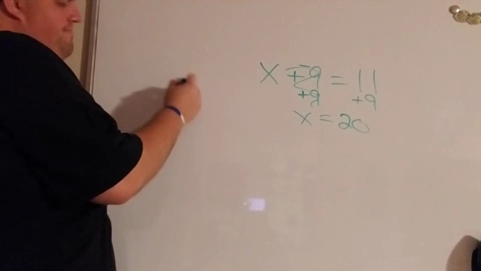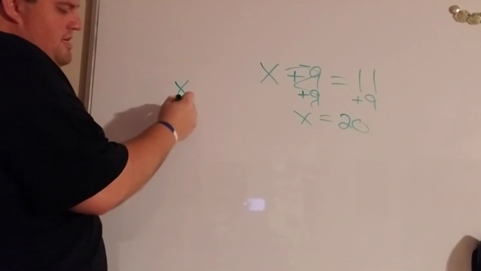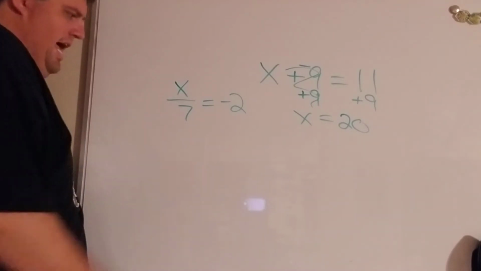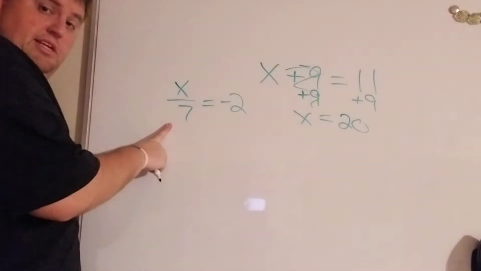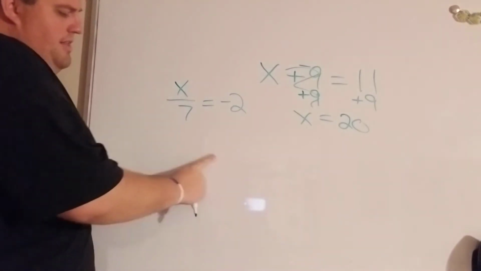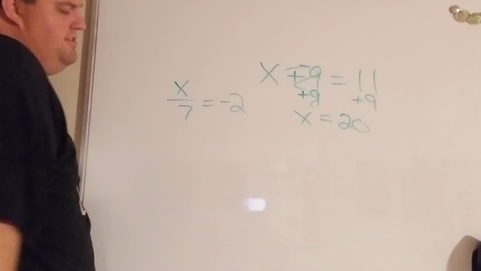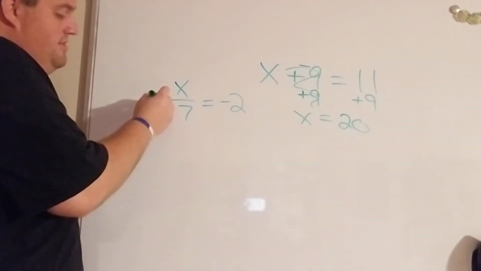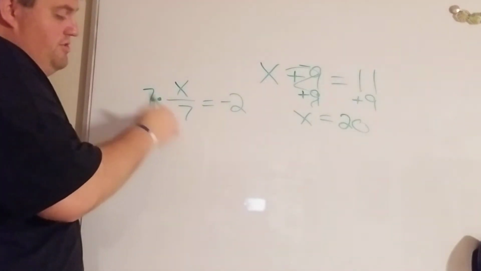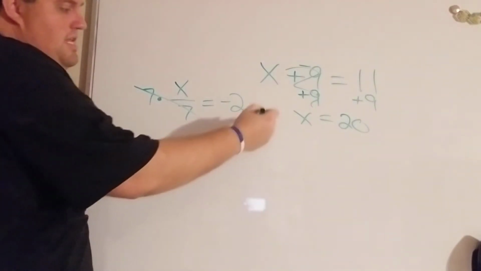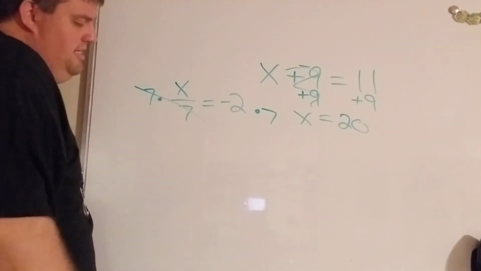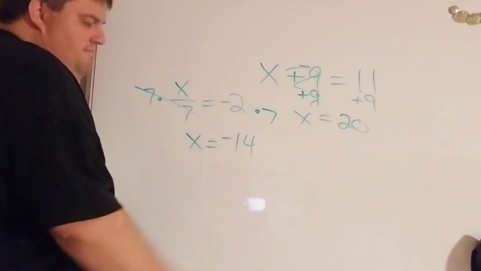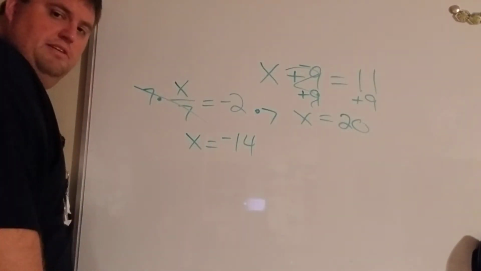Same thing over here. If I want to get x by itself, I always do the opposite of what's connected to it. In this case, that's divided by 7. So what's the opposite of dividing by 7? Multiplying by 7. So if I multiply by 7, those two things will also cancel out. Do it on this side. X is by itself. Negative 2 times 7 is negative 14. Rock and roll. Pretty easy.